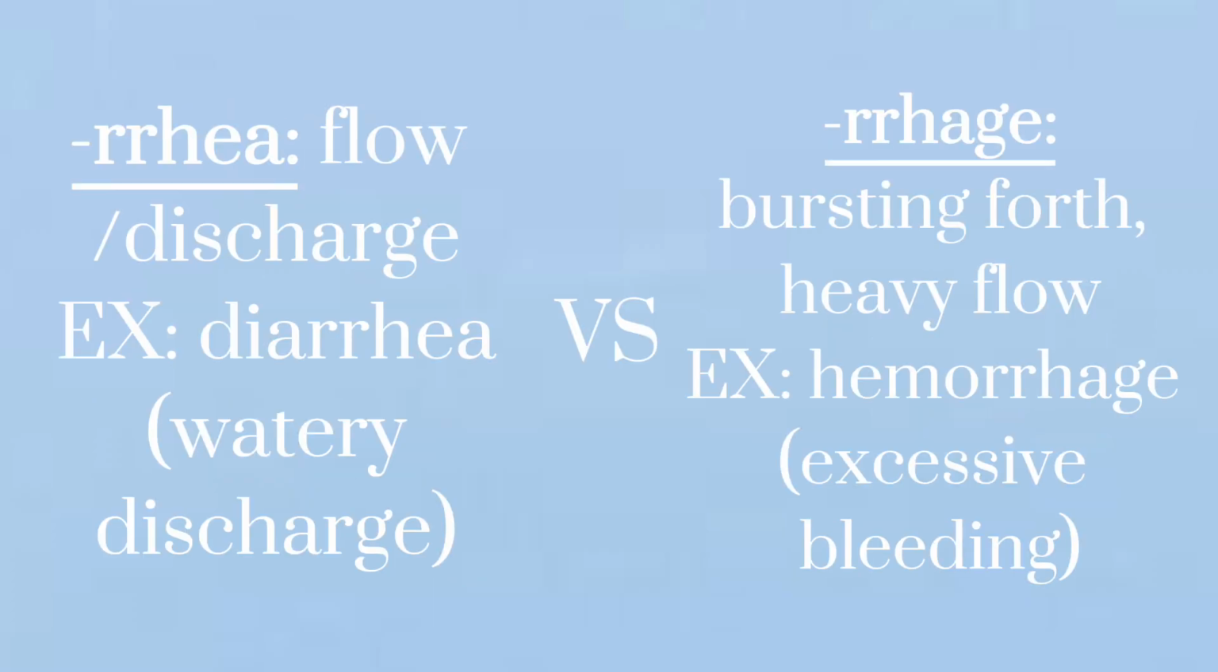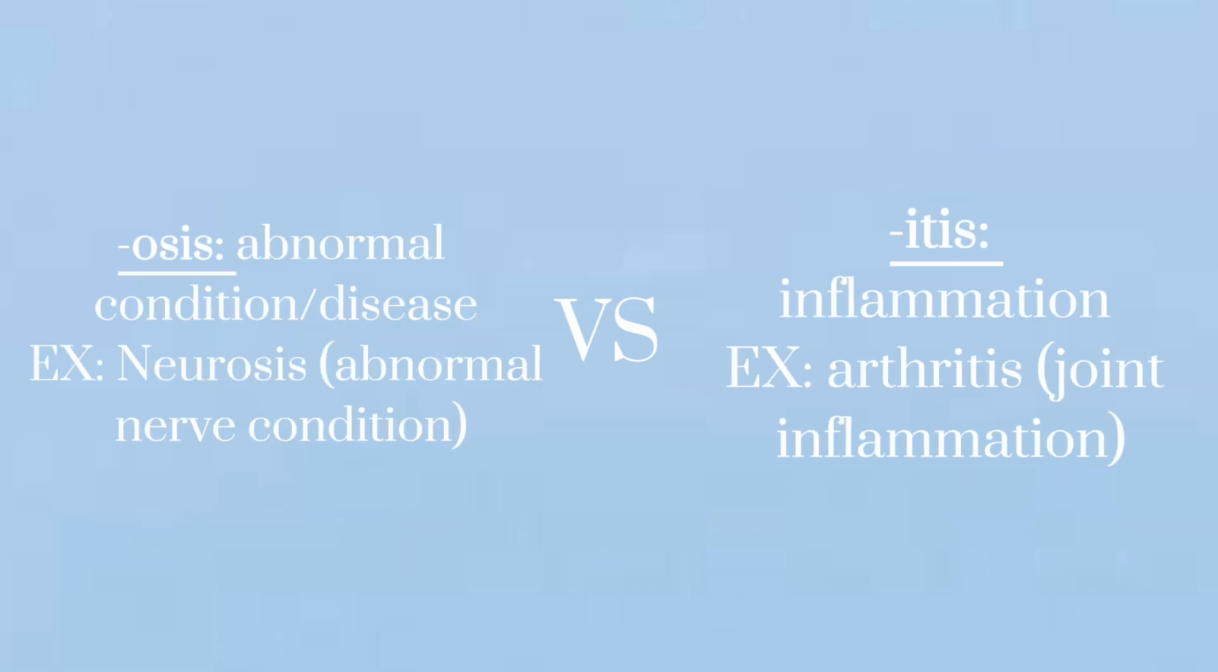Rhea and rhage. Rhea is the flow or discharge. An example is diarrhea, which means watery discharge. And rhage is bursting forth or heavy flow. An example is hemorrhage, which is excessive bleeding. Osis and itis. Osis is an abnormal condition or disease. An example is neurosis, which is an abnormal nerve condition. And itis means inflammation. An example is arthritis, which means joint inflammation.